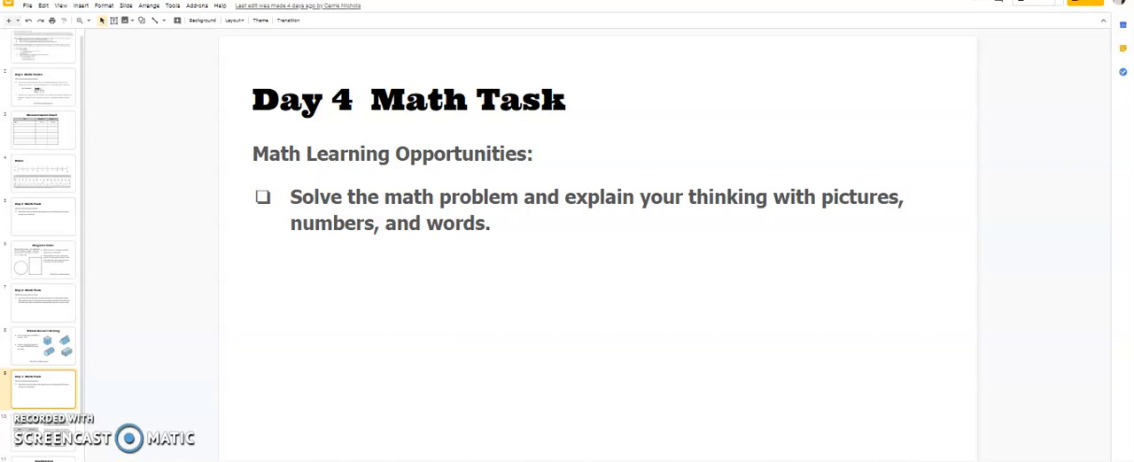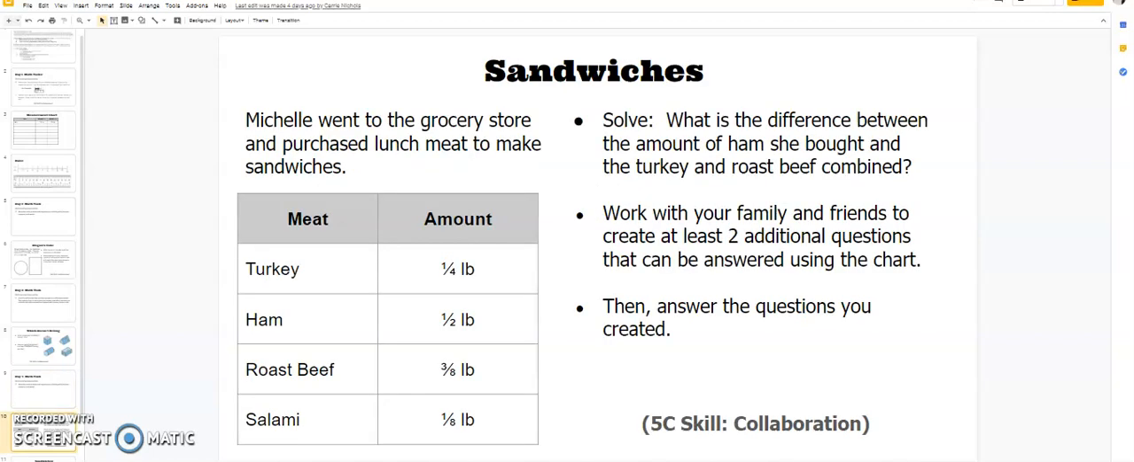Today we're going to solve the math problem on the following slide, and you're going to need to explain your thinking with pictures, numbers, and words. So, this problem is called sandwiches. Michelle went to the grocery store and purchased lunch meat to make sandwiches. She purchased 1/4 a pound of turkey, 1/2 a pound of ham, 3/8 of a pound of roast beef, and 1/8 of a pound of salami.